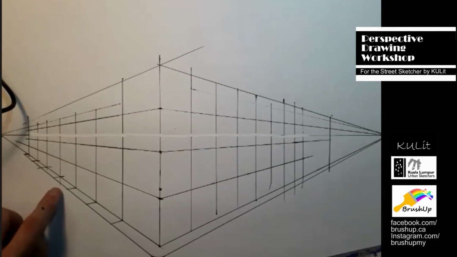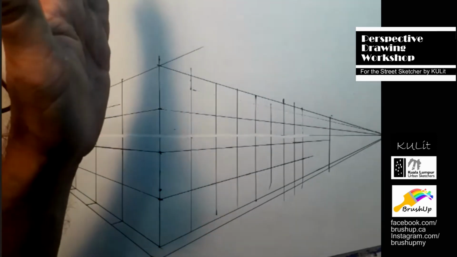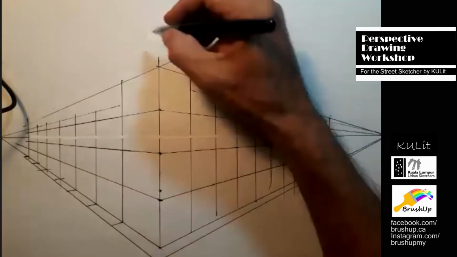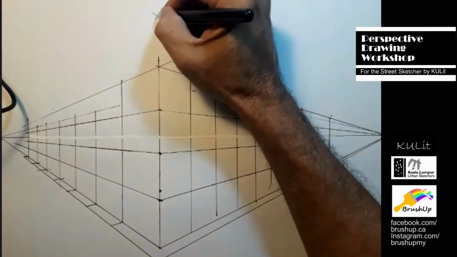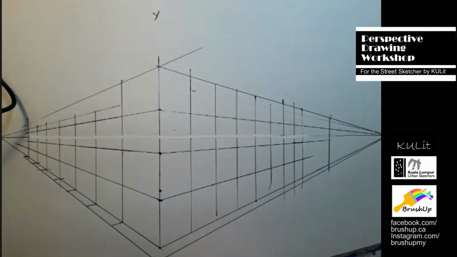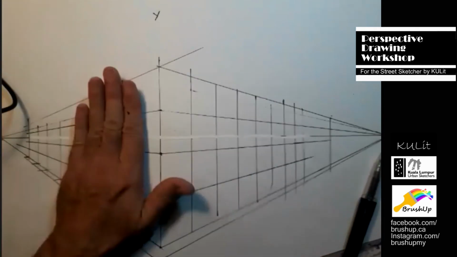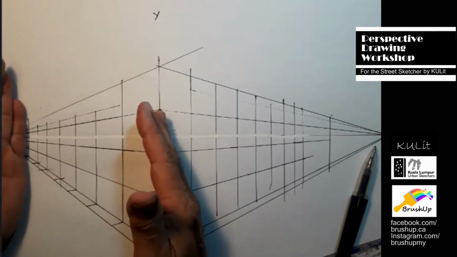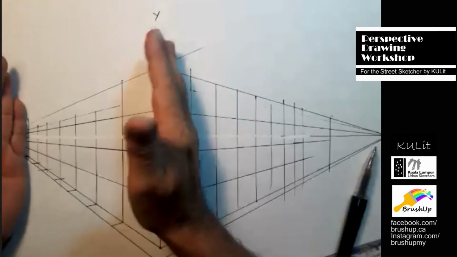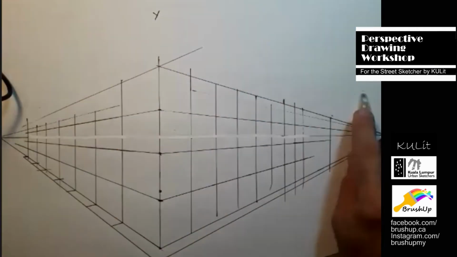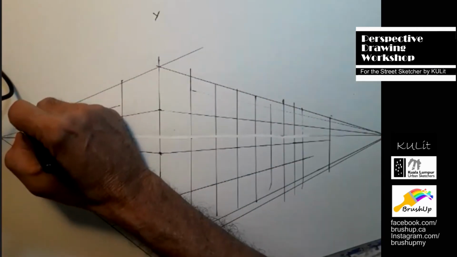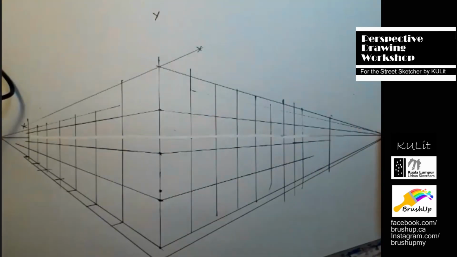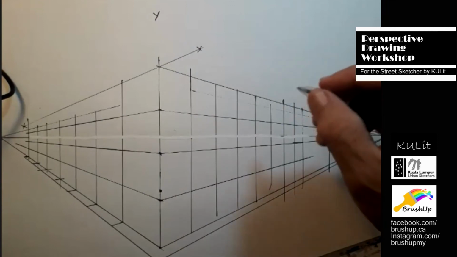Okay, now you've done that. You can see that the face of the building is going this way, in the Y direction. This side can be X, and this side can be Z. These are the three axes.